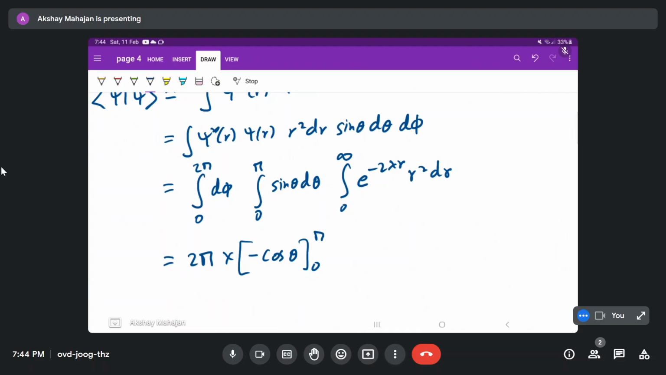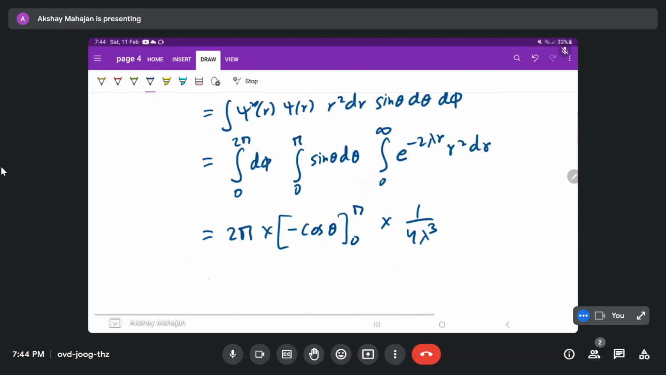Okay, now we can integrate it. I guess we are already quite late, so here I am not solving the integral. You can check that this integral becomes 1 by 4 lambda cube. Alright, and this will come as 2 pi times 2 times 1 by 4 lambda cube.